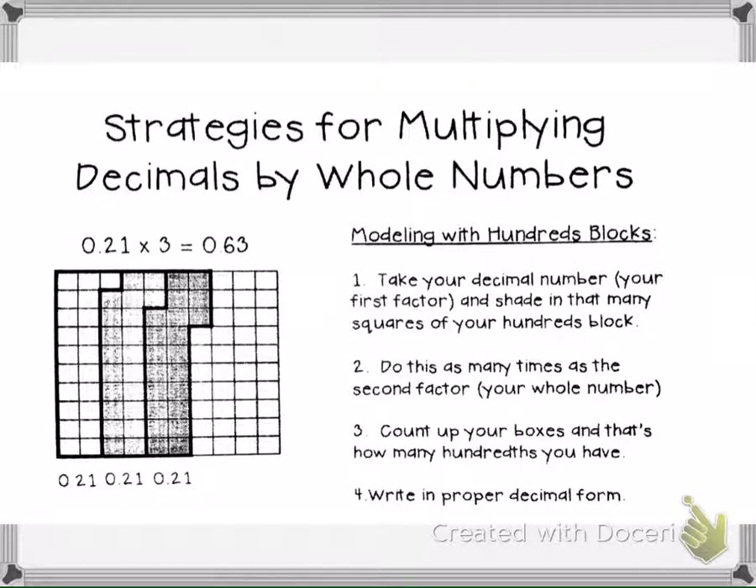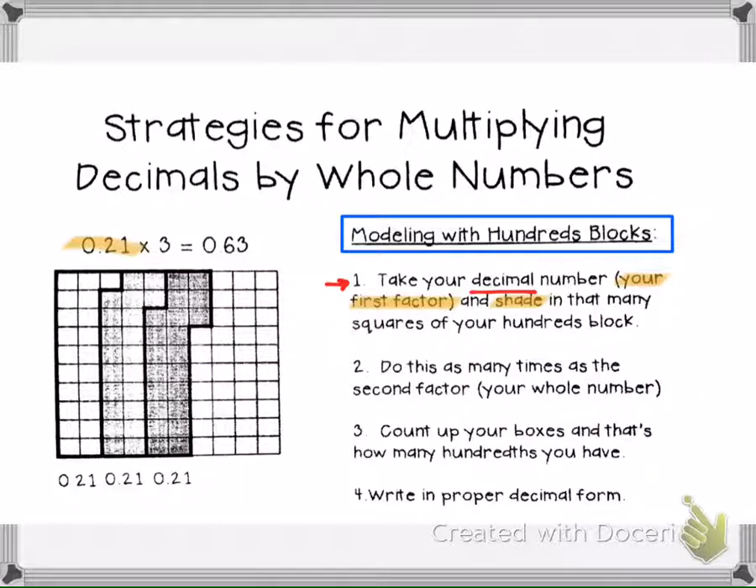Here we go. The first one is strategies for multiplying decimals by whole numbers. And the very first strategy is modeling using hundreds blocks. We're going to take it step by step. The first step is to take your decimal number, that's going to be your first factor, and shade it. In this case, we're going to shade 21 hundredths. So there's 10, 20, and one more is 21.